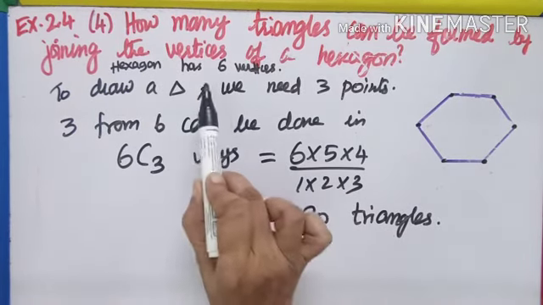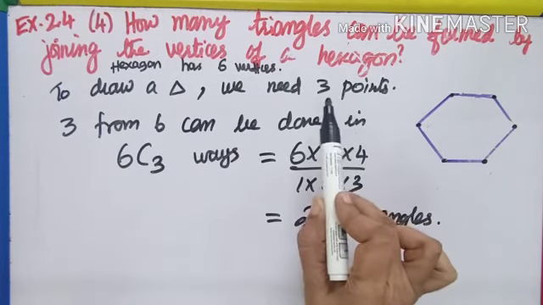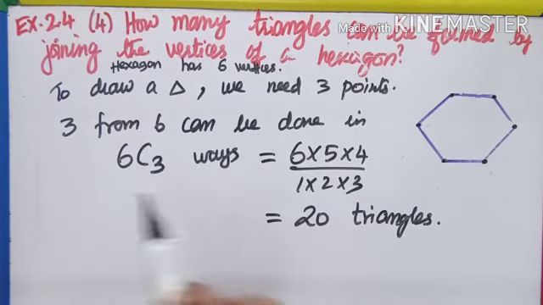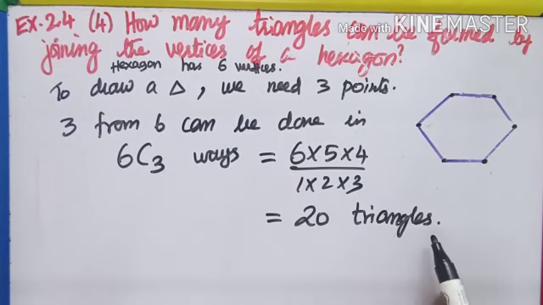So a hexagon has 6 vertices. To draw a triangle we need 3. 3 from 6 can be done in 6C3 ways, simplifying which we get 20 triangles.